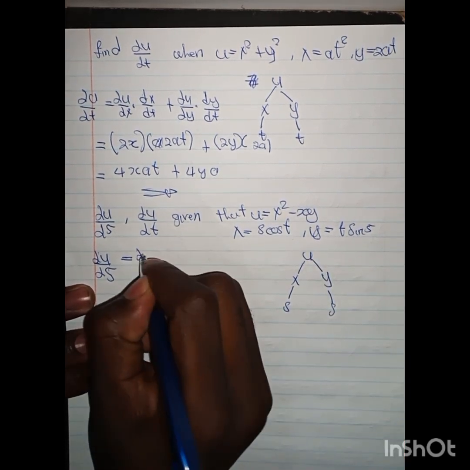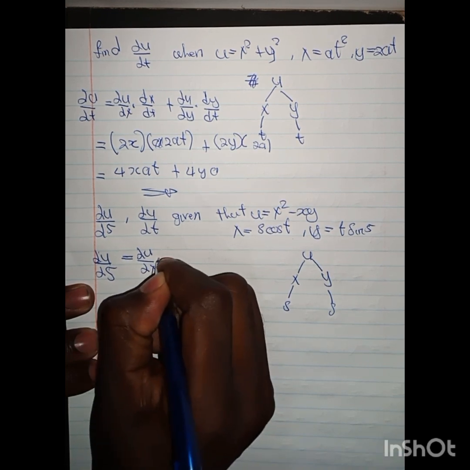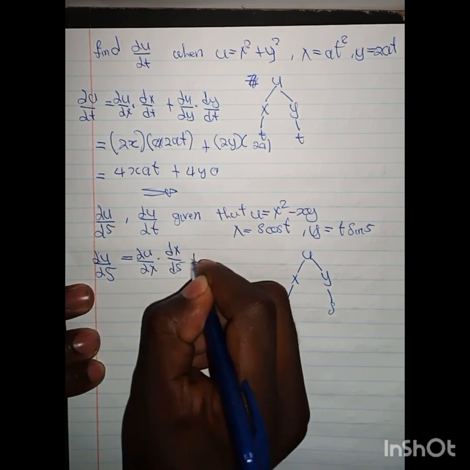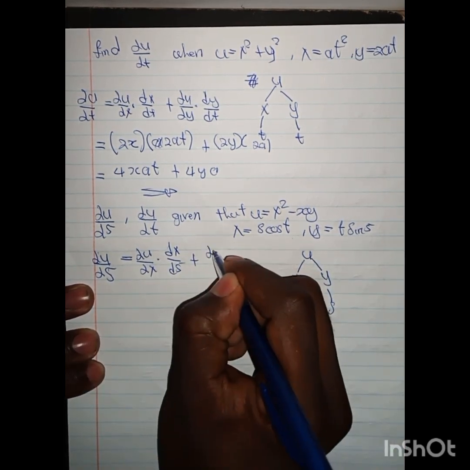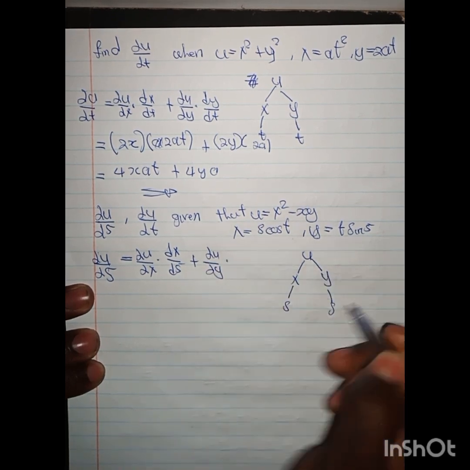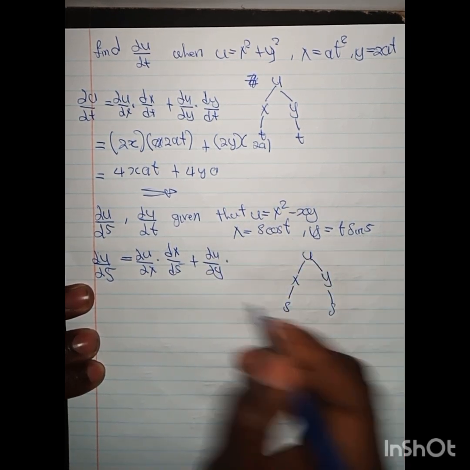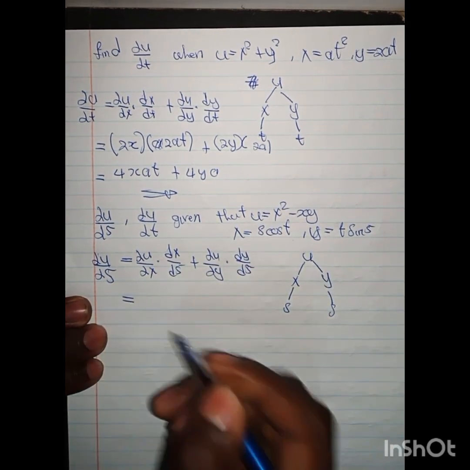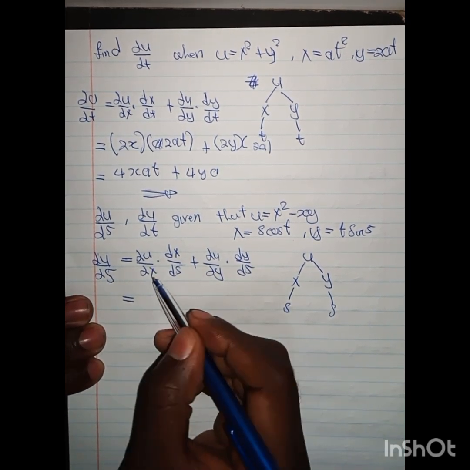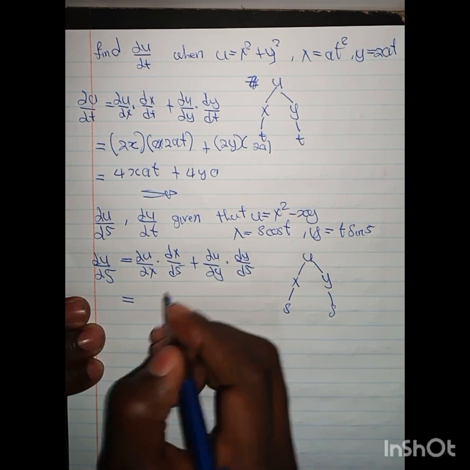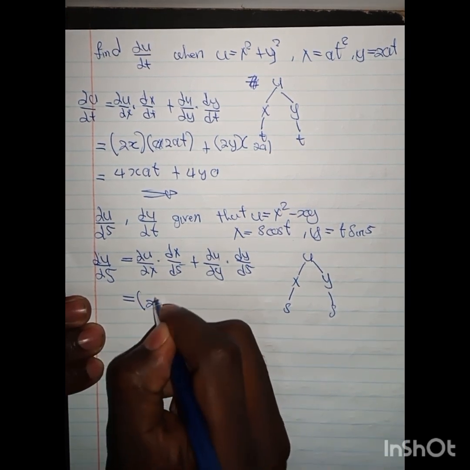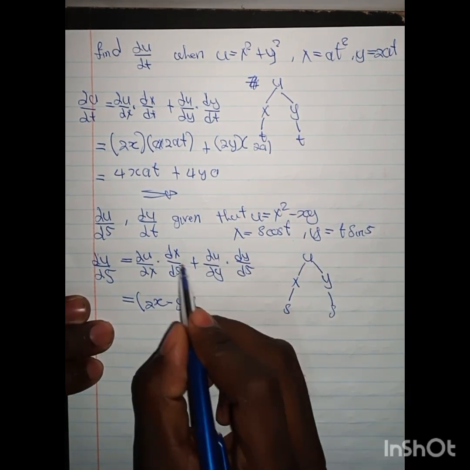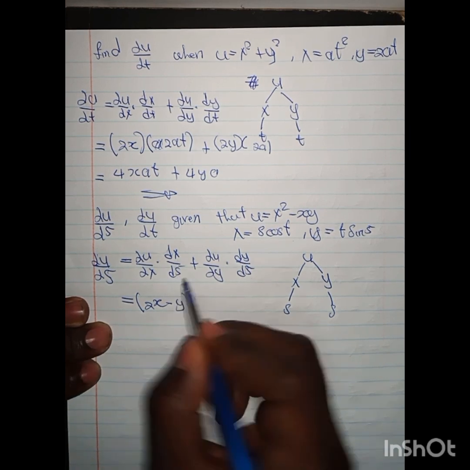And then when you want to find du/ds, it means we're going to have du/dx multiplied by dx/ds, plus du/dy multiplied by dy/ds. Then you can now differentiate u, the main function, with respect to x. It means now you are going to have 2x minus y from this main function. Then you differentiate dx with respect to s.